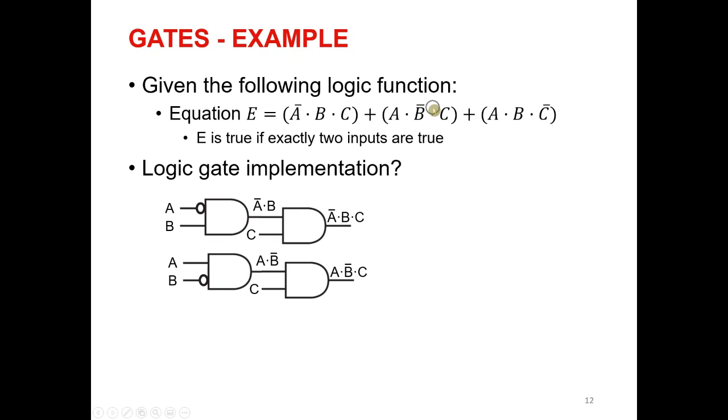And now we are going for the third part of the equation, which is A and B, and then we need to negate C. In this case, the bubble is here in the C. We negate it, and we have A and B and not C.